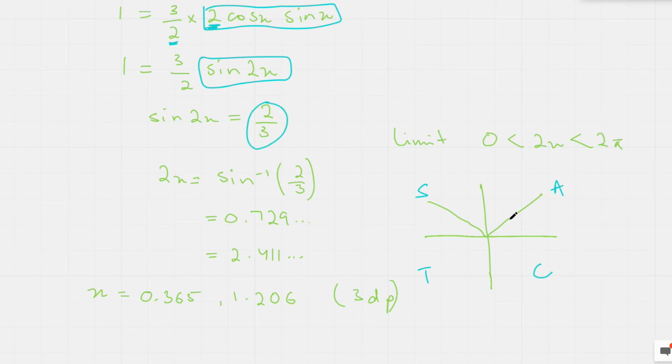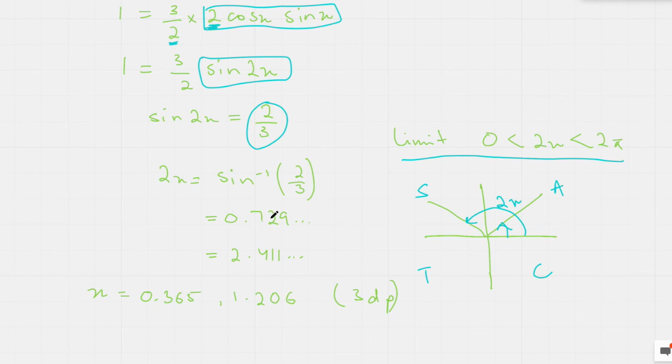So we know that the angle is in these two quadrants, here and here, because sine is positive in these two quadrants. And these two give us 2x. So 2x equals the inverse sine of 2/3, which is 0.729. And make sure that your calculator is in radians mode. I've also changed the limits because we have 2x and not x, so I multiplied all of these by 2. 0 times 2 is 0, and x times 2 is 2x, and this is 2 pi. So we're going to work using these limits.